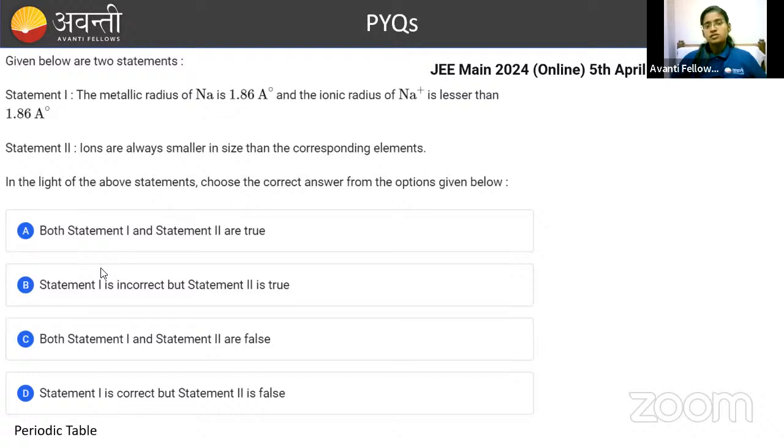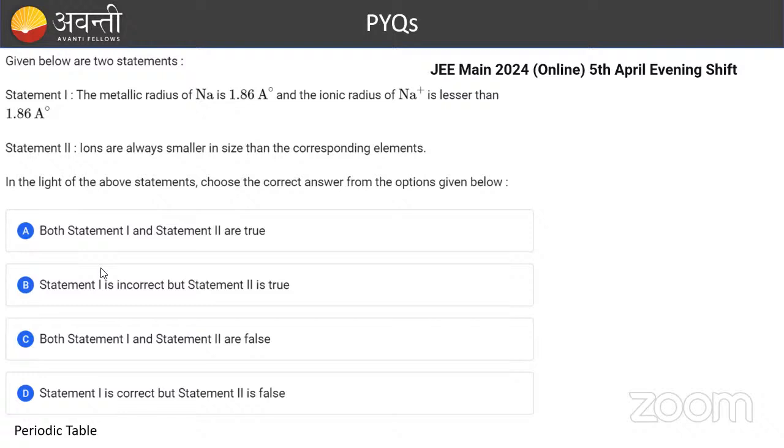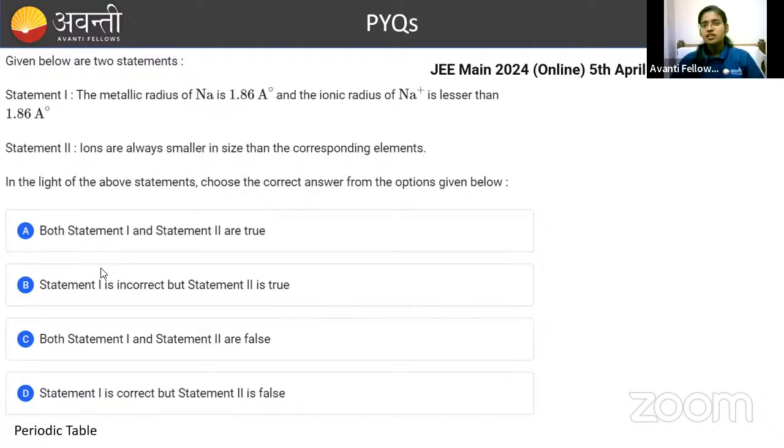So what is your answer? Which option is correct? D? Sure? Option D is the correct answer. So all of you are going for option D. Okay, most of you are going for option D, which is the correct answer for this question. Very good. Yeah, D is the right answer, students.